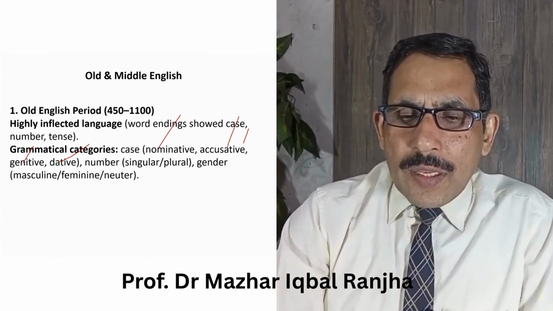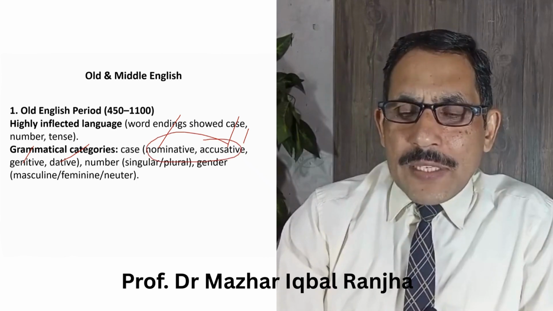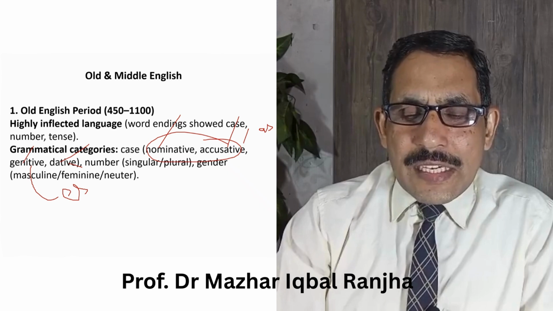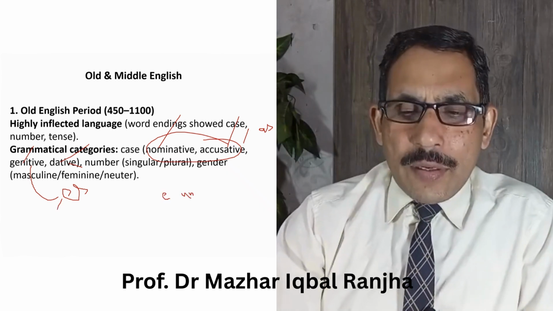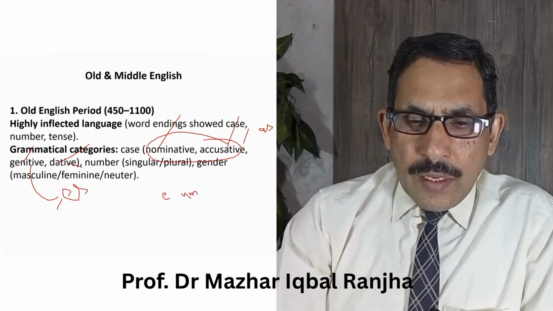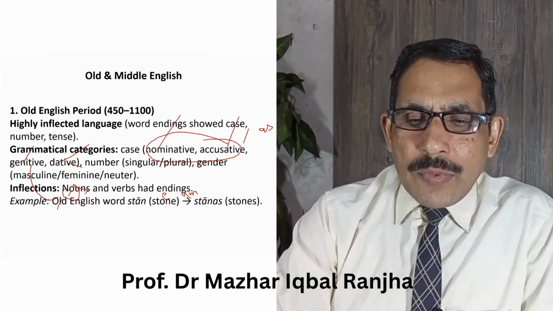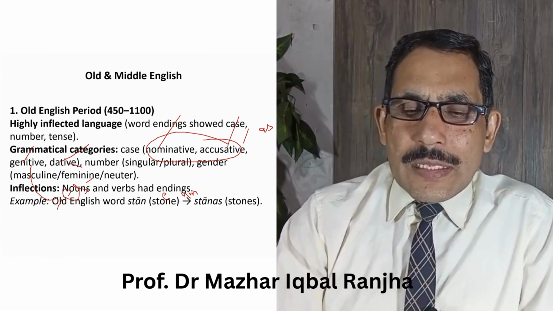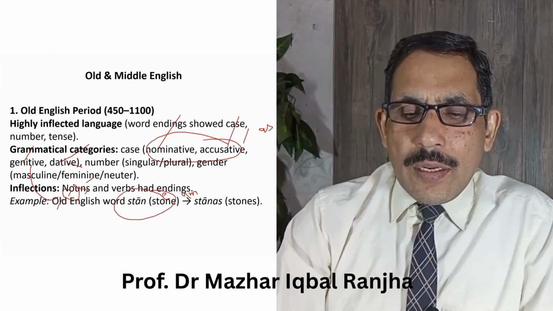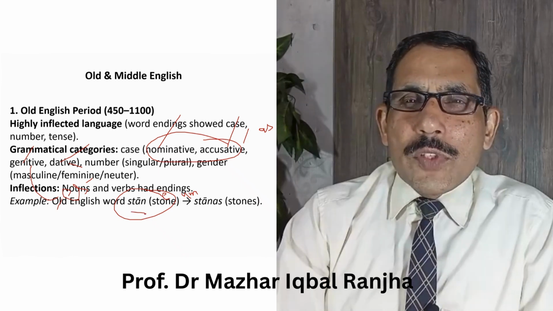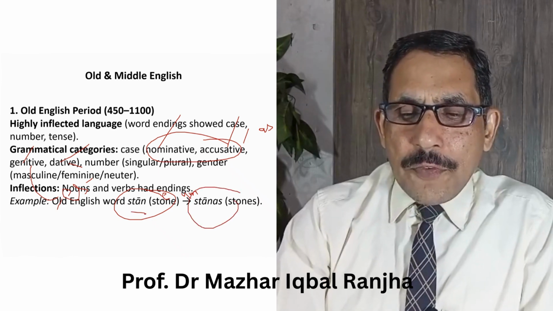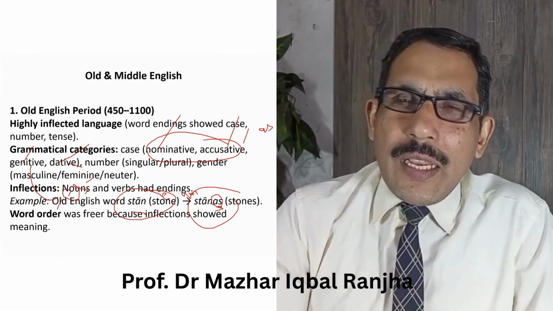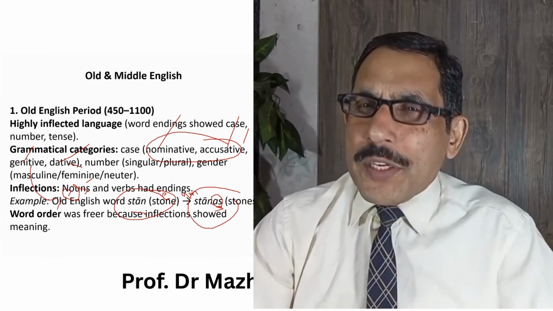For example, nominative and accusative nouns had a specific ending as 'as'. Genitive ending had 'es'. Dative ending was 'e' or 'an'. Inflectional like nouns and verbs had specific endings. For example, the word stone, singular, and the word stones, plural, had different or specific endings. The word order used in Old English had a fluctuation in order.